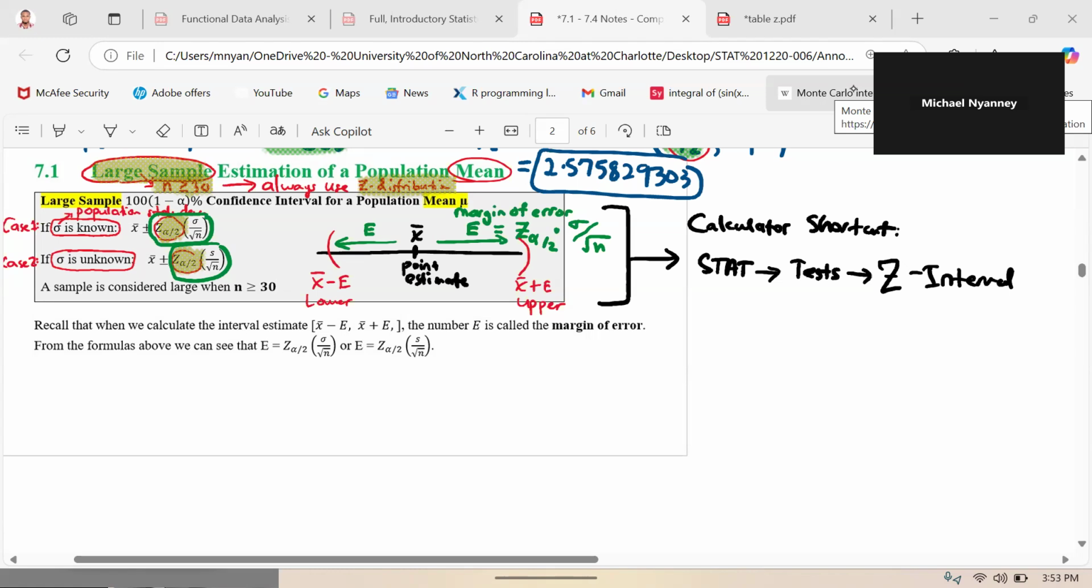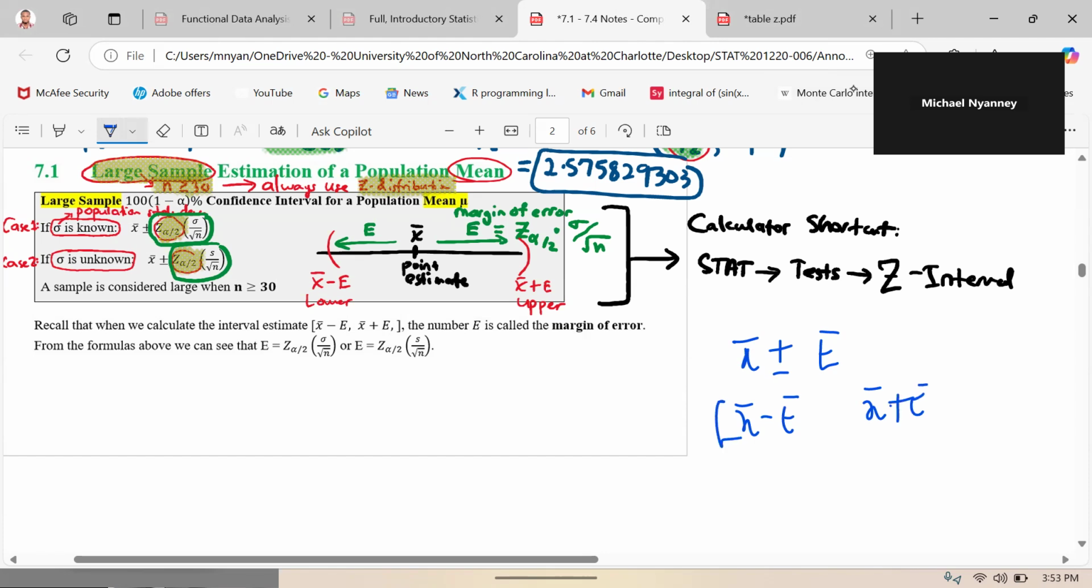In creating an interval for the population mean, we use the point estimate, x bar, plus or minus some margin of error E. So we write x bar, the point estimate, plus or minus E. Or we can write x bar minus E, x bar plus E. This helps us create the interval: the lower value and the upper value. So what is the E? This is the E that we want to find now. What entails in the E?